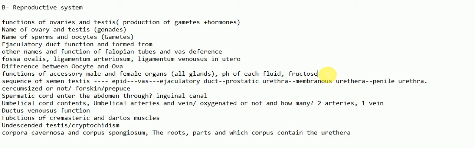Bulbourethral gland is the last one, and the bulbourethral gland also secretes alkaline secretion, but it also lubricates the opening or the glans penis to help penetration. These are the male accessory organs.